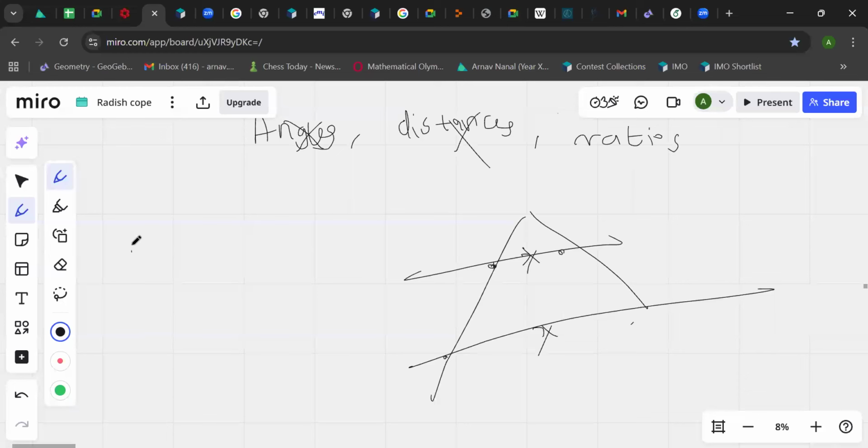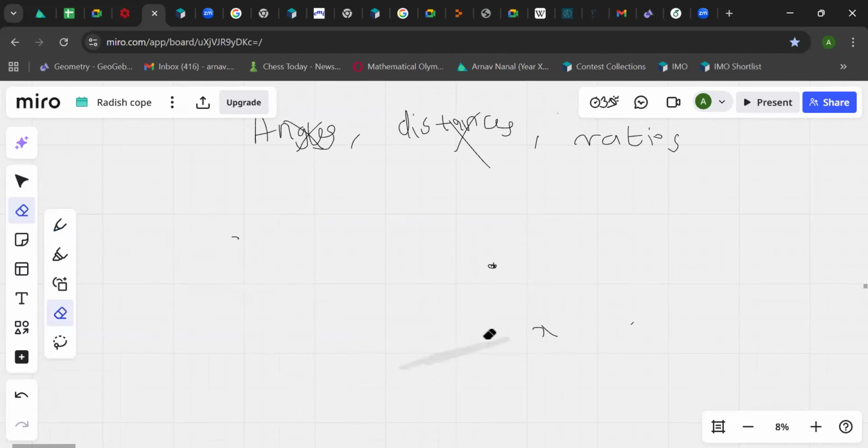For example, let's say you have two parallel lines and you have three points that are concurrent. Then you know that these ratios are preserved. But since we can take any two general lines, obviously these ratios are not equal, right? You can just check that out. It's fine.